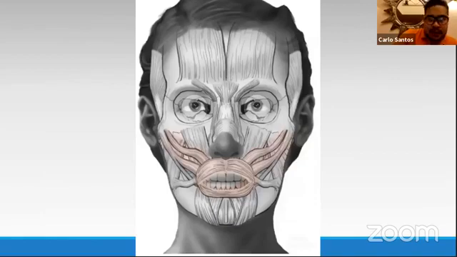Okay, this is a schematic diagram of your elevator smile muscles. Okay, so let me just point it out to you.